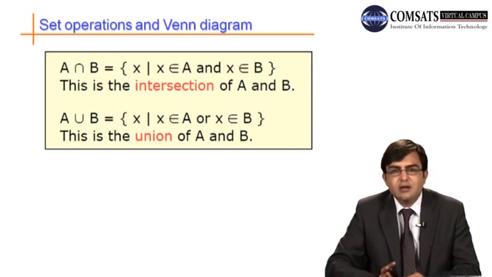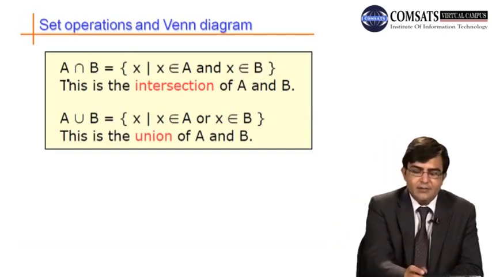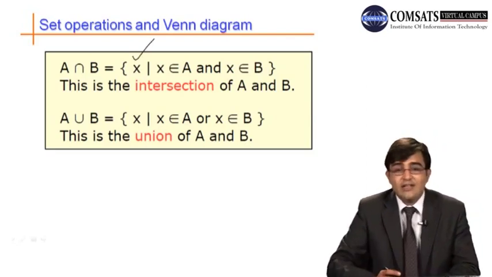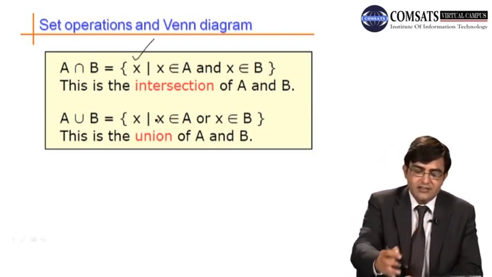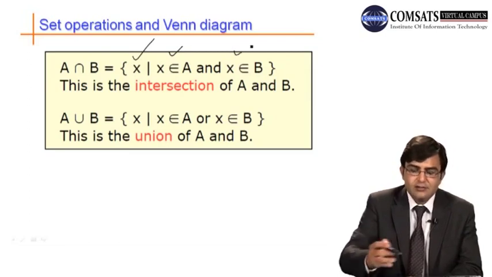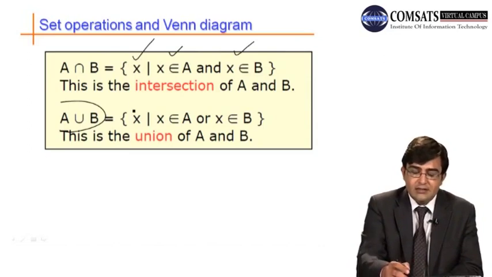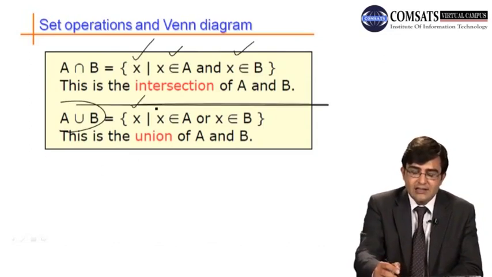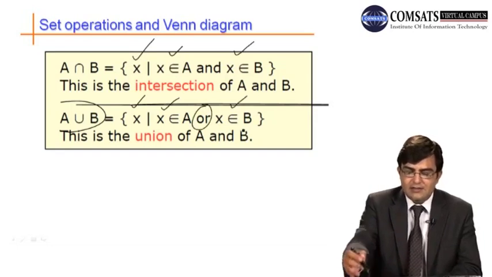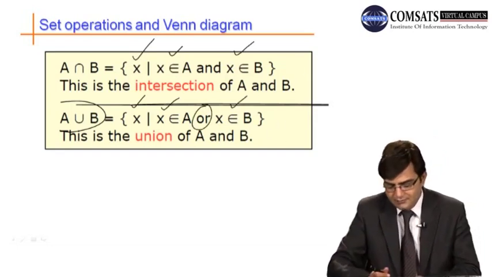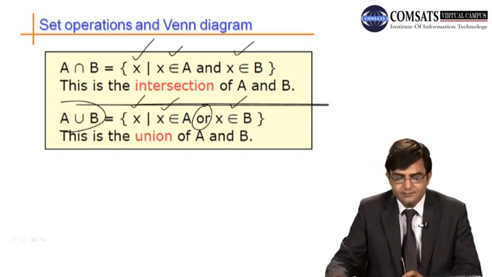The next is set operations and Venn diagrams: how we can express the intersection of two sets and the union of two sets using Venn diagrams. As we know, the intersection of two sets A and B contains those elements of X which are in A and also in B. The union, A or B, contains those elements which are either in A or in B. This is the conjunction, this is the disjunction, as in logic.